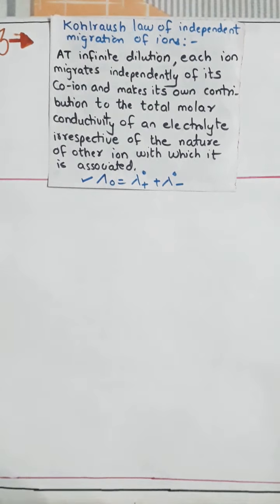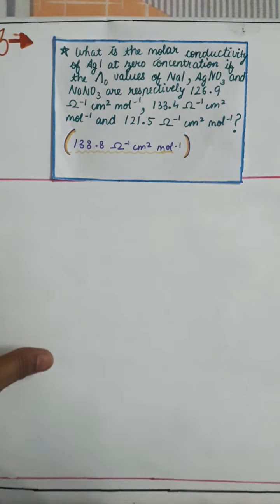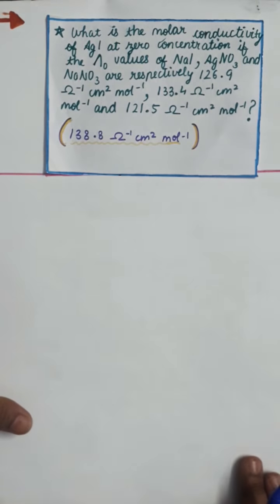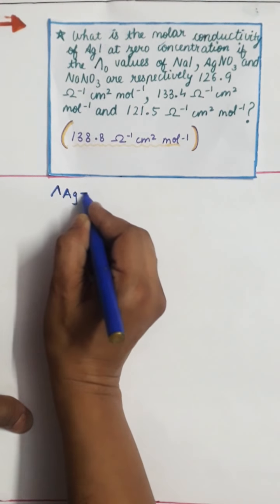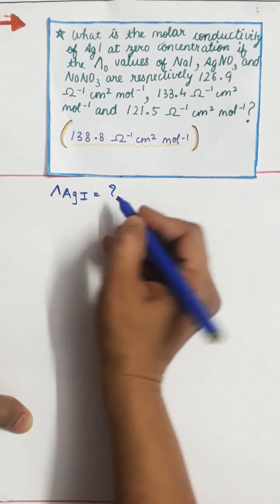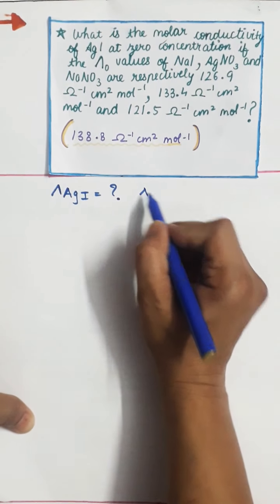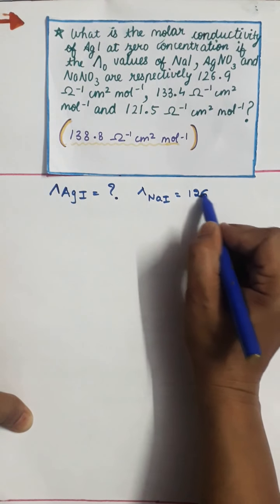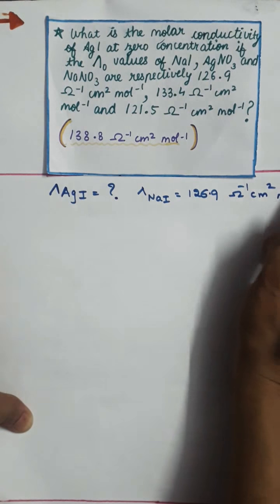Now we are going to solve a numerical based on this. What is the molar conductivity of AgI? We have to find the molar conductivity of AgI, which is equal to question mark. At zero concentration, they have given the lambda naught value of NaI, which is 126.9 ohm inverse centimeter square per mole.